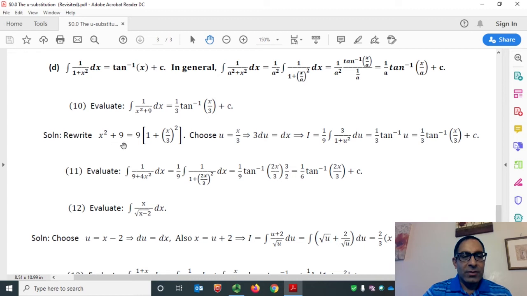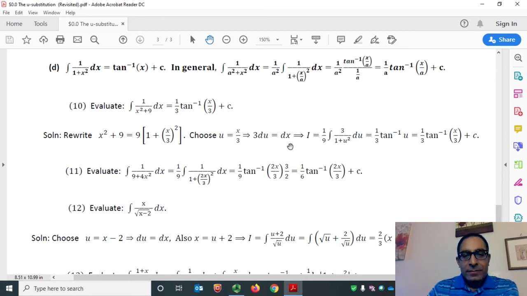So rewrite x squared plus 9 equals, pull the 9 out. So 1 plus x over 9 means x over 3 squared. So here I want 1 plus x squared, and I can apply this formula. Okay, that's why you pull 9 out. Then choose u equals x over 3. Then take the derivative. So du equals dx over 3 and multiply by 3. So 3 times du equals dx. I hope it makes sense to you. We can manipulate the constant, otherwise we can move it in and out of the integrals.